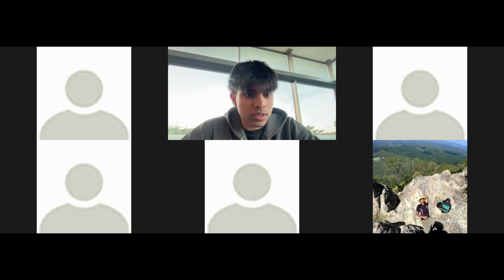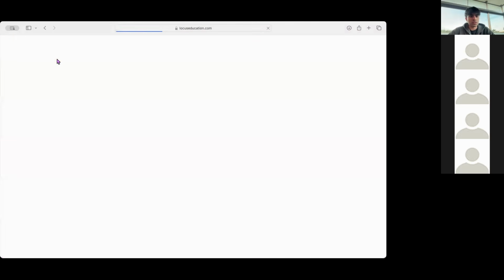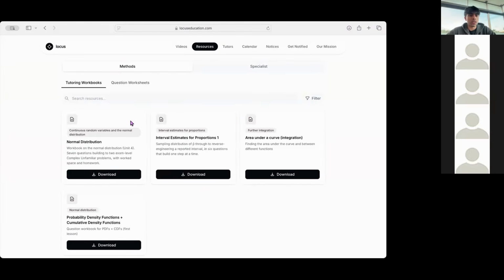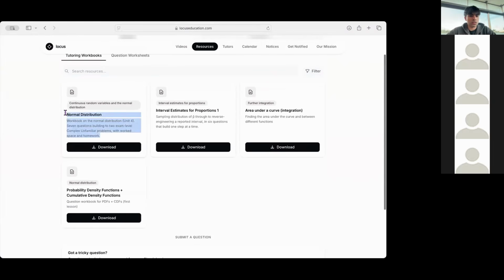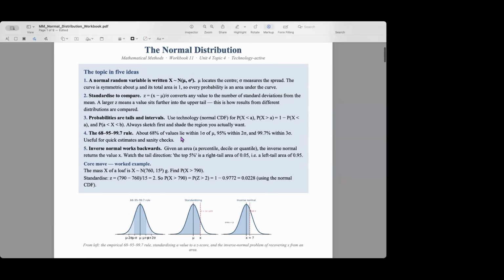Today we're going to be going over normal distributions. And of course, for any newcomers, since we've got a couple, you can just head over to resources and it's this one right here, normal distribution. We have the whole idea of normal distributions and normal distribution curves, which is a scarier topic, some would say, for methods, especially with some overlap into spec for those that do spec.